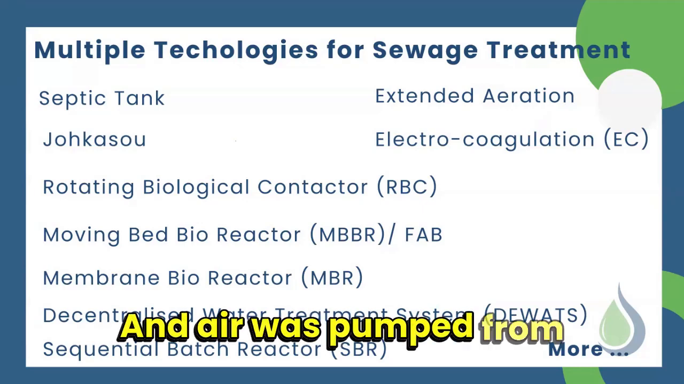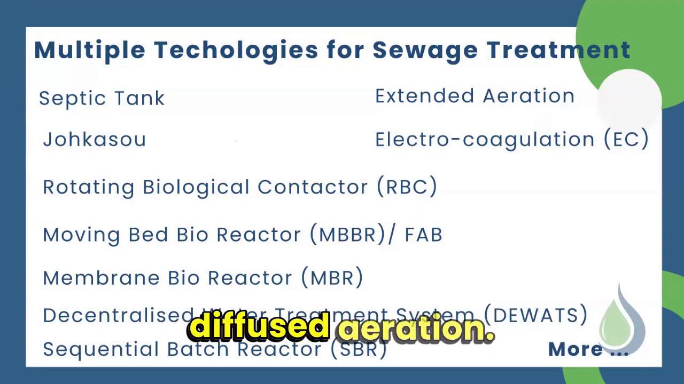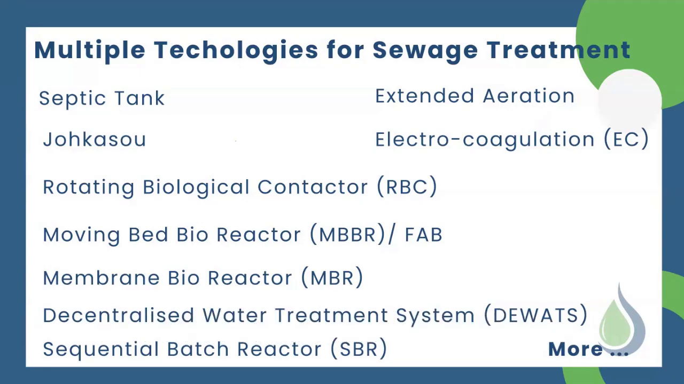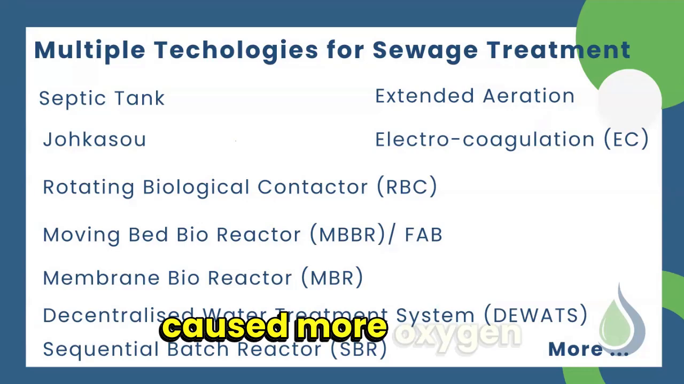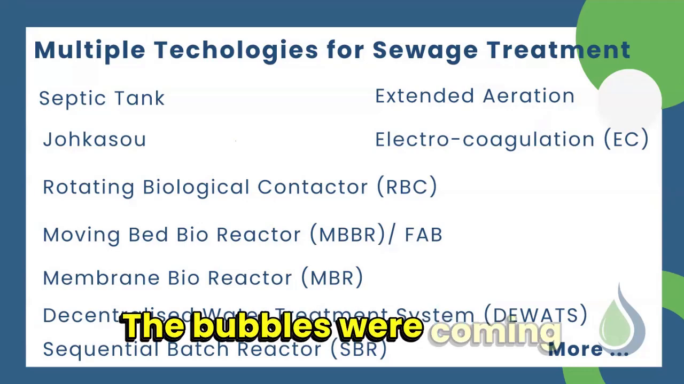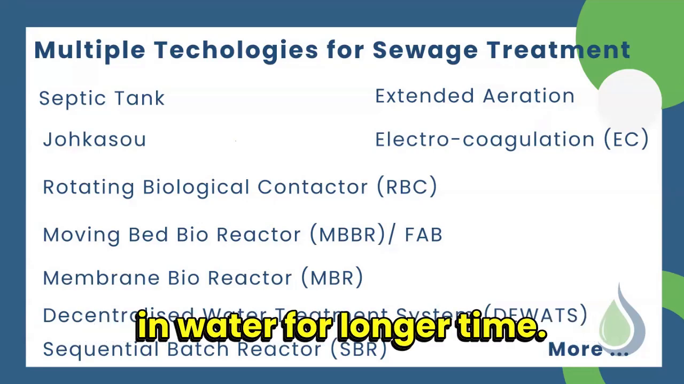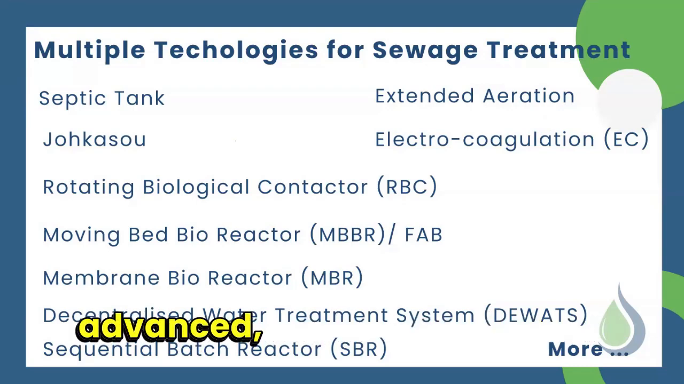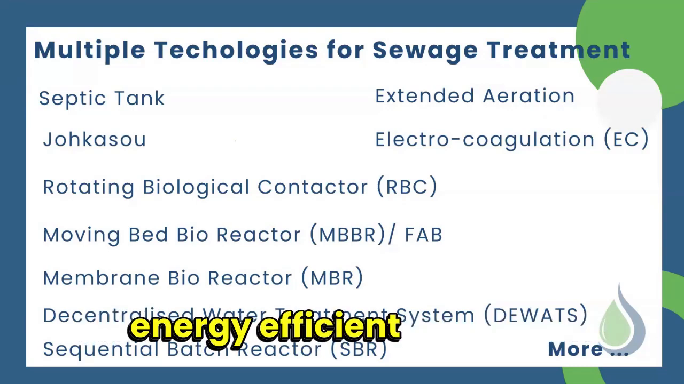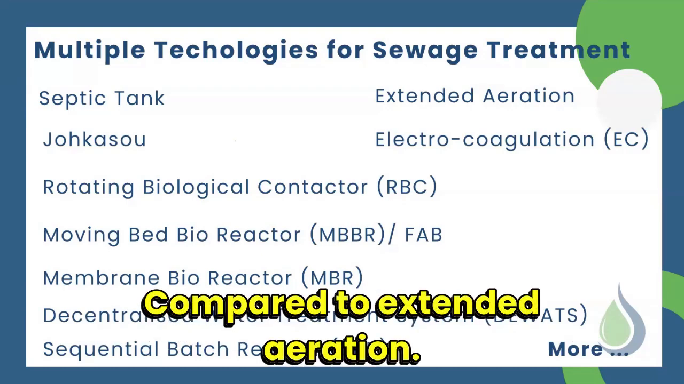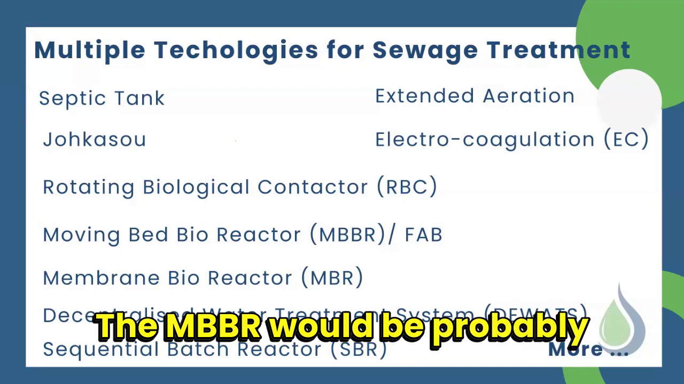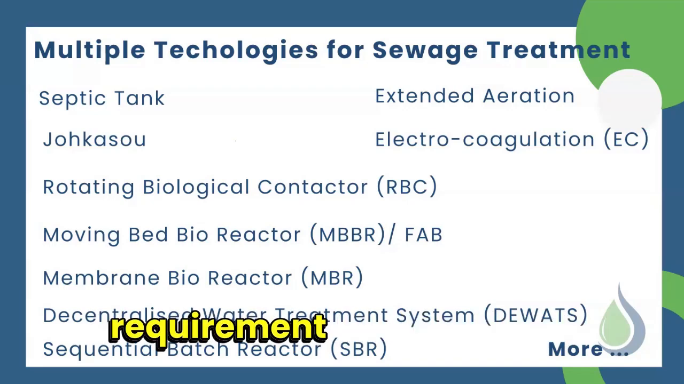And air was pumped from the bottom of the tank using diffused aeration. So this diffused aeration caused more oxygen to remain in water. The bubbles were coming in smaller size. A smaller bubble would remain in water for a longer time. So the process is a much more advanced, improved, energy efficient process compared to extended aeration. The MBBR tank size would be half, the blower requirement would be half. But then there are more different types of technologies like sequencing batch reactor.